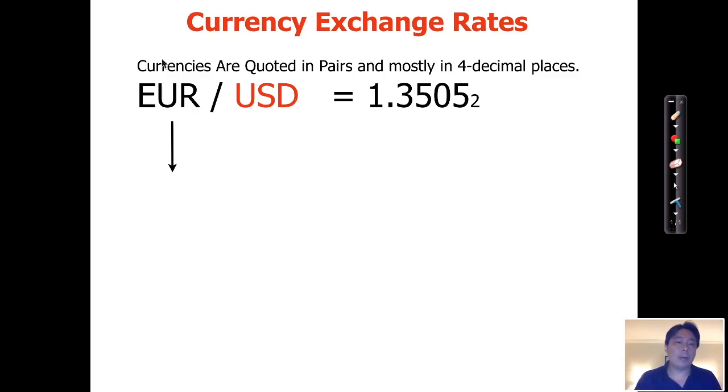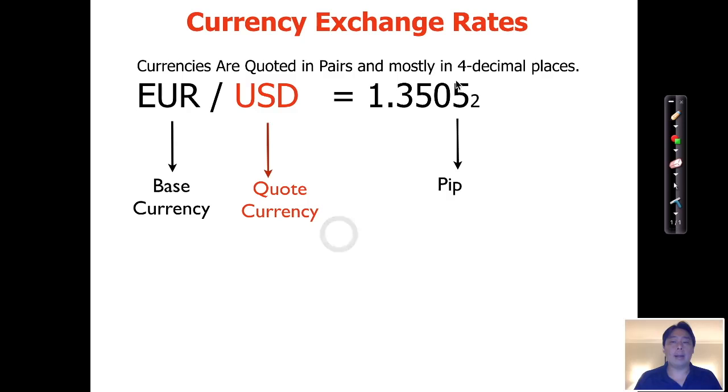So when you see a currency pair, the first one is known as the base currency. So Euro is the base currency. USD is known as the quote currency. And like I said, the 4th decimal place is known as the pip. And the pip is the smallest change in the currency pair that we are concerned about. So in this case, it is 3505. Now, usually when we read it, we don't go 1.3505. We just say 3505.